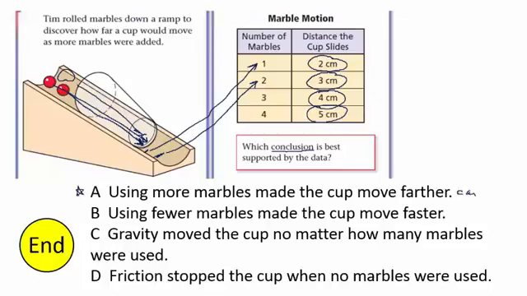Using fewer marbles made the cup move faster. Think about that. Does that even make sense? Fewer marbles moving faster. I could argue if you put more marbles it would move faster. So I'm going to throw B out. Gravity moved the cup no matter how many marbles were used. Gravity, this one just doesn't make sense. Friction stopped the cup when no marbles were used.